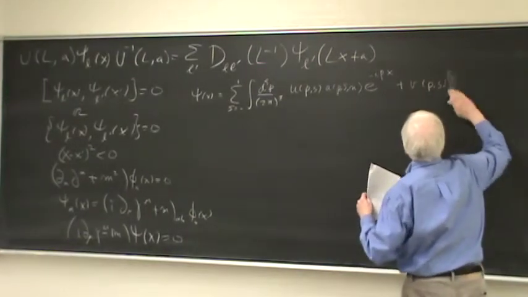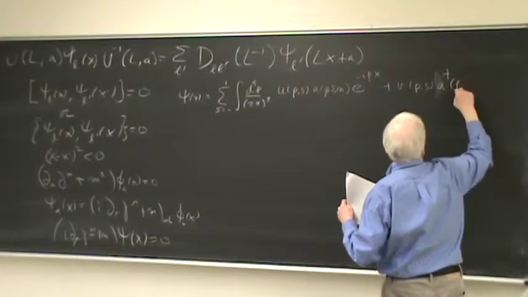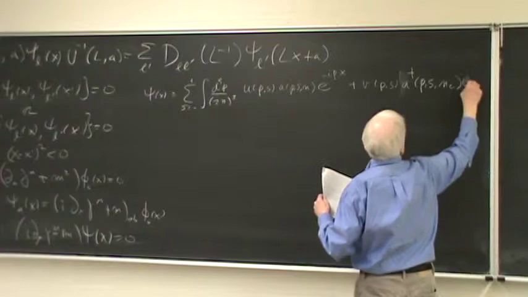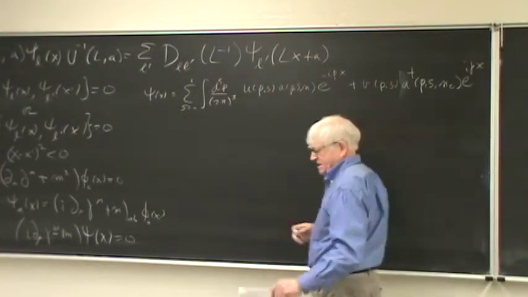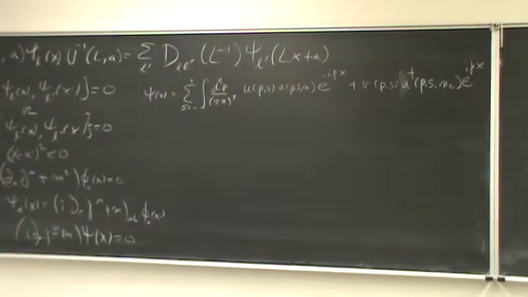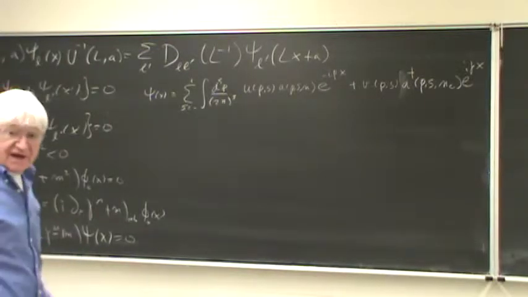Well, in this notation, then we have a dagger of PS NC e to the I px. NC means the conjugate. So in other words, if N is electron, NC is positron. If n is up quark, NC is anti-up quark.